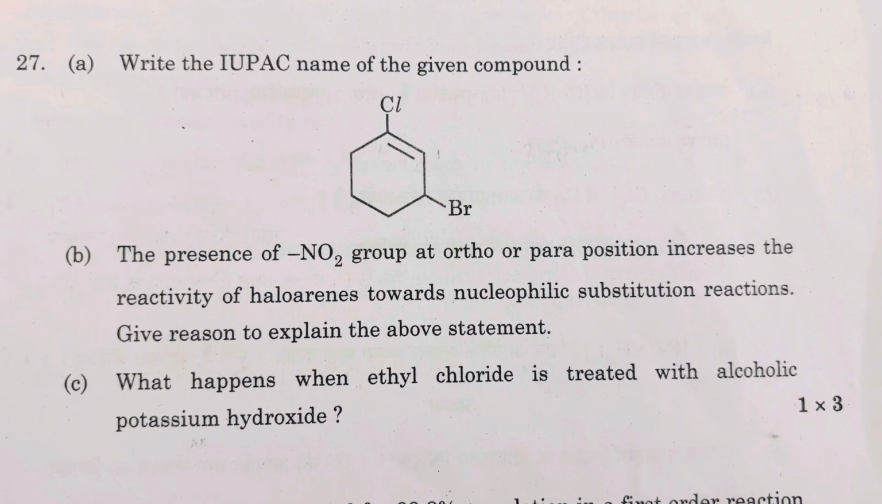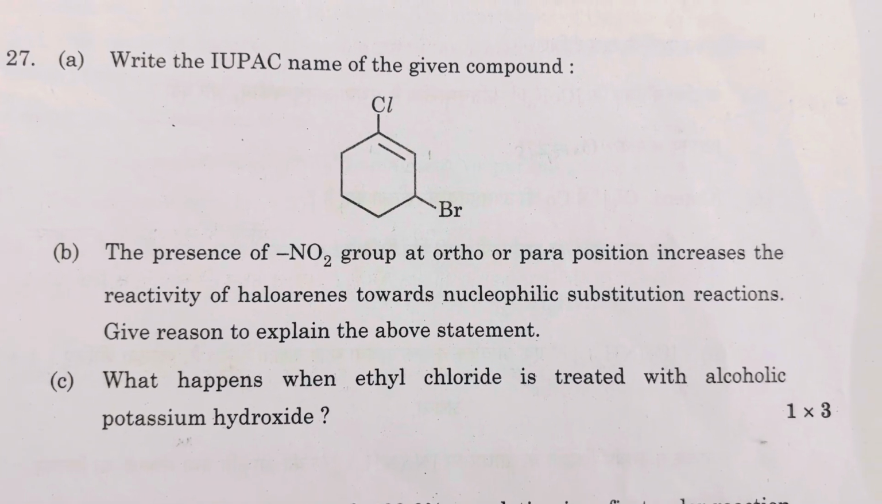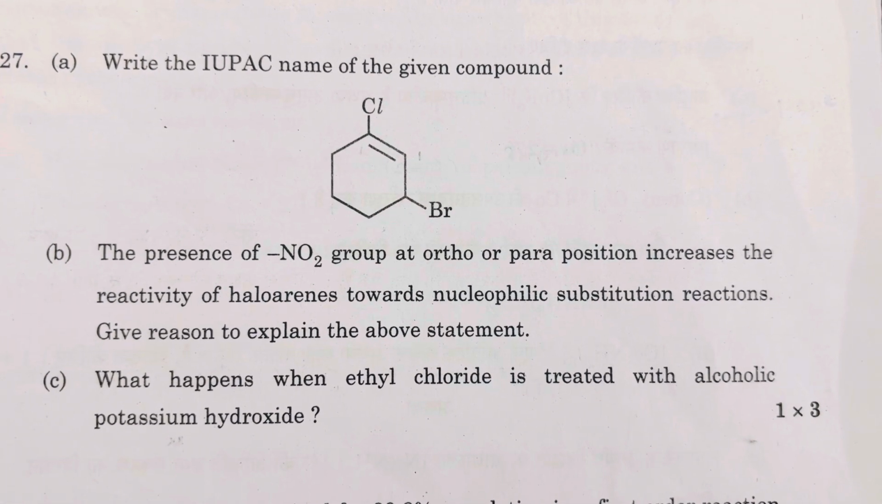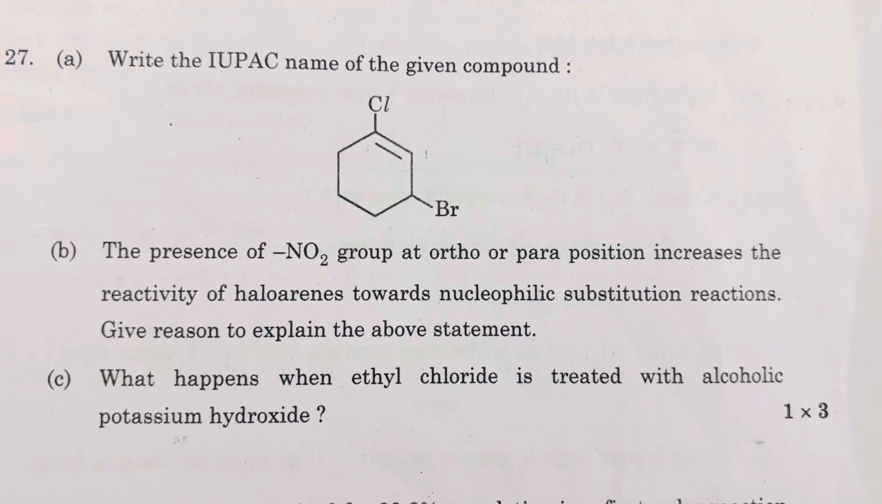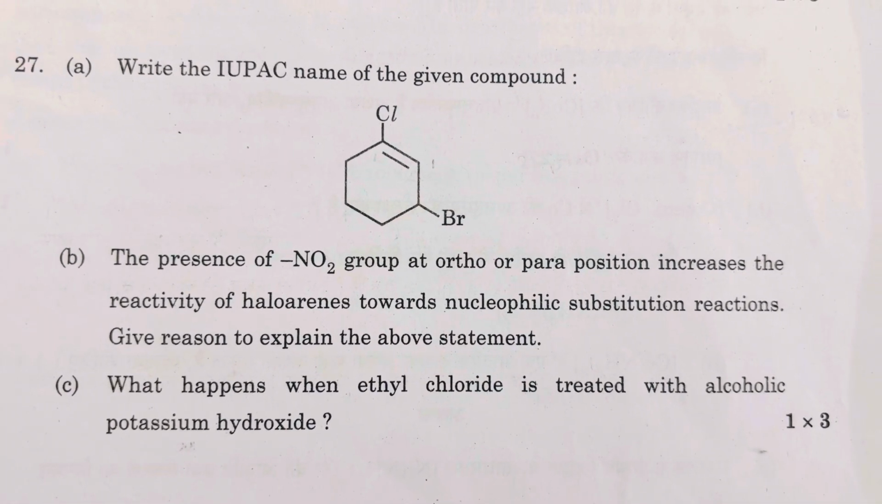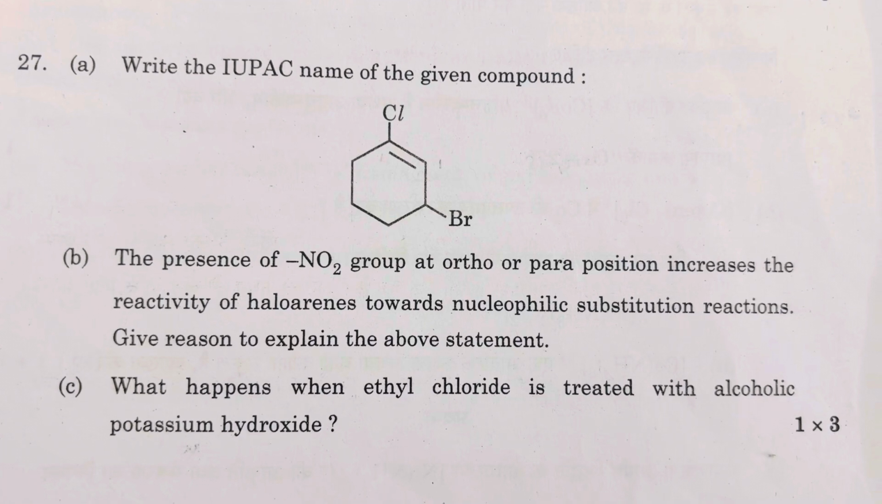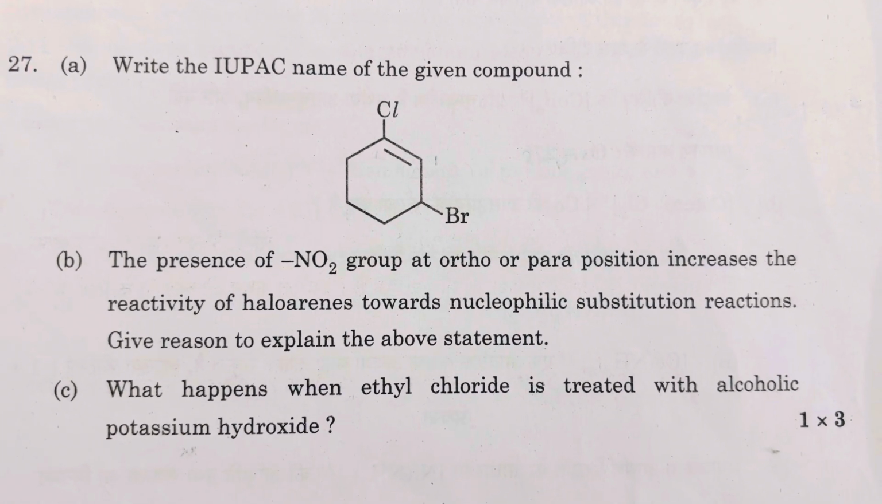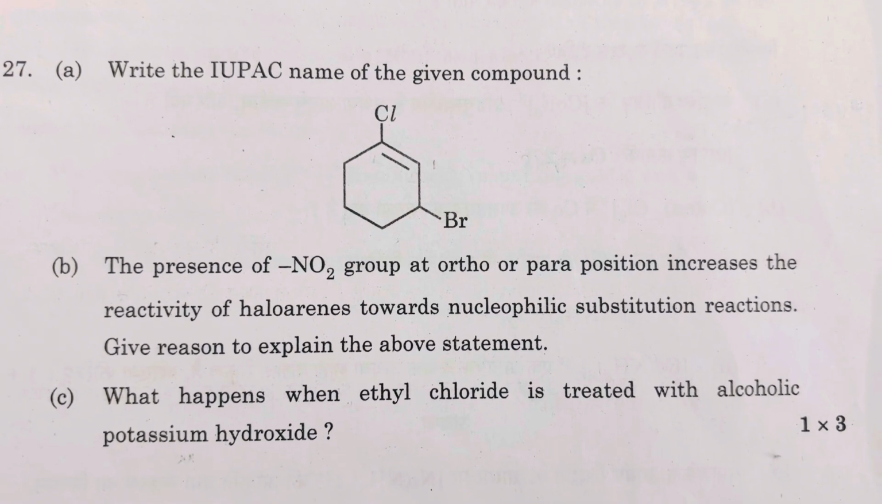And B. The presence of NO2 group at the ortho and para position increases the reactivity of the haloarenes towards the nucleophilic substitution reaction. Give reason to explain the above statement. And C is what happens when ethyl chloride is treated with alcoholic potassium hydroxide. So let's see the answer of these questions.